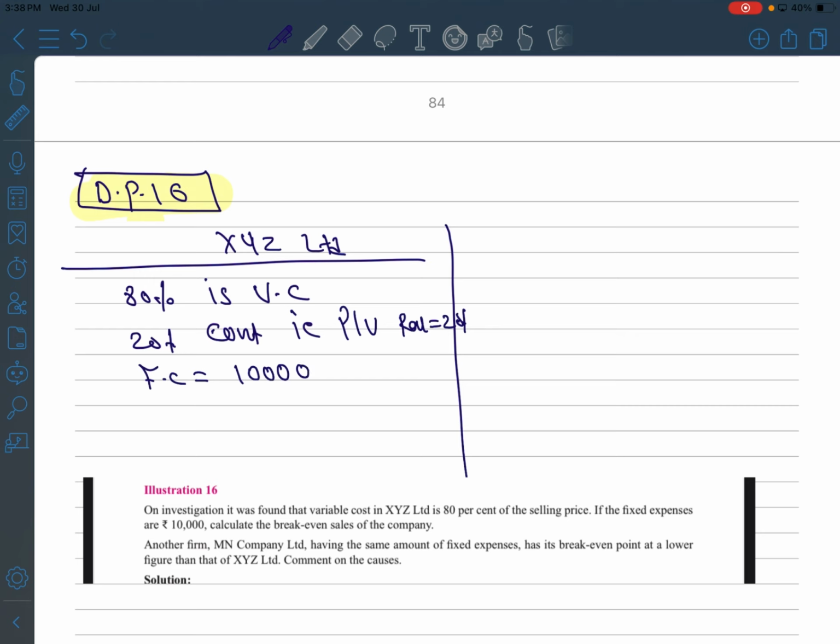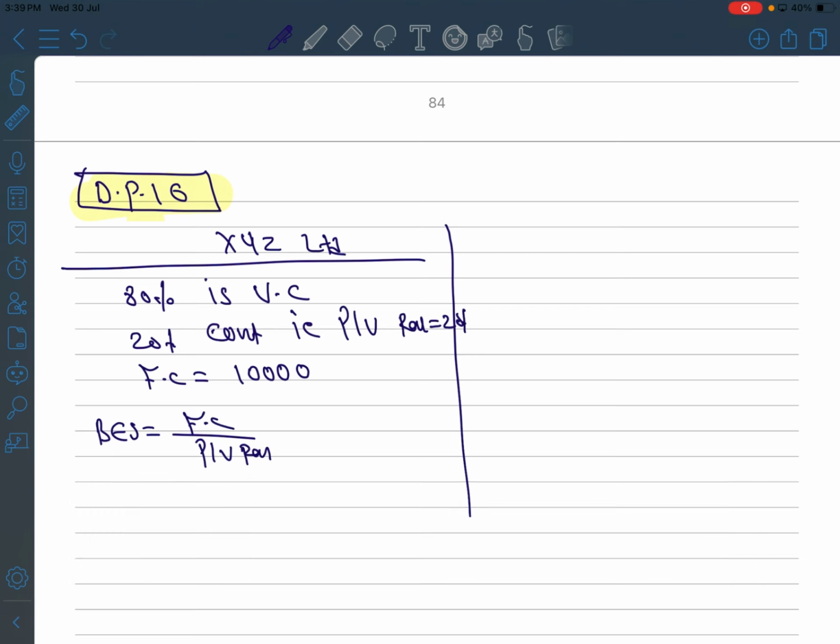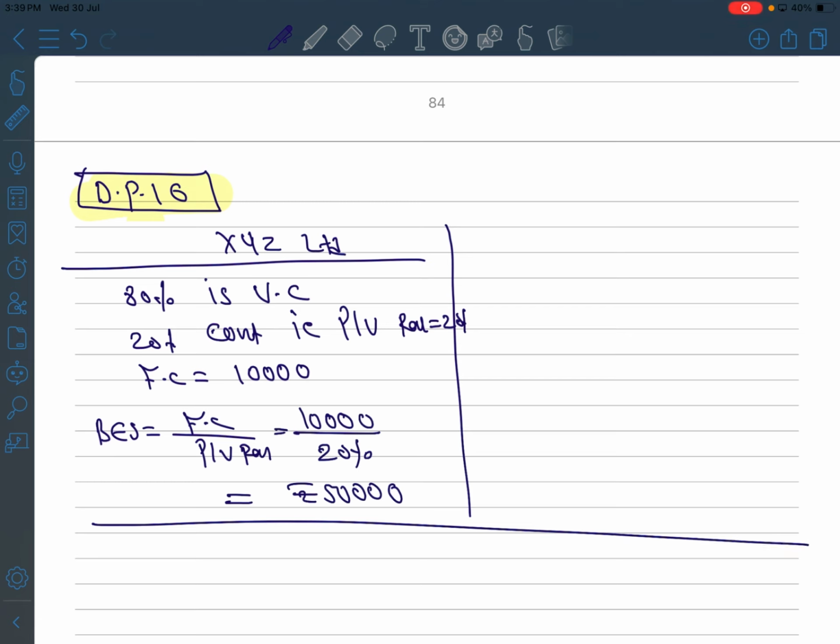They asked to calculate break-even sales. So break-even sales is equal to fixed cost divided by PV ratio. Nothing great. 10,000 divided by PV ratio, which is 20%, so it will come to 50,000. The first part of the question is over. If it is a 2-mark question, you got 1 mark. The next part is tricky.